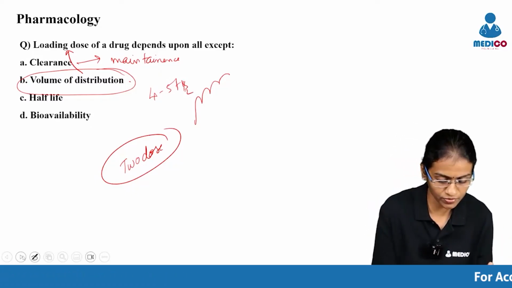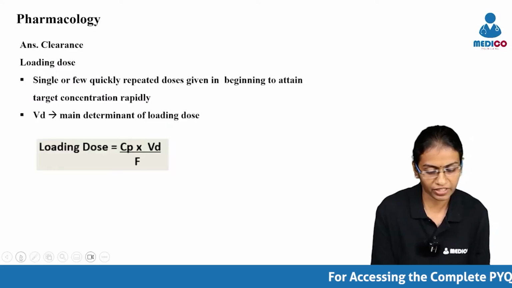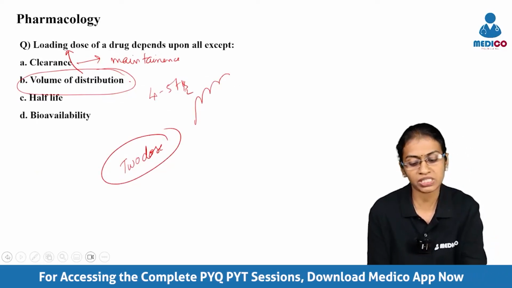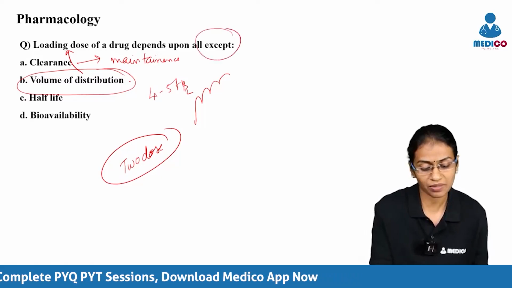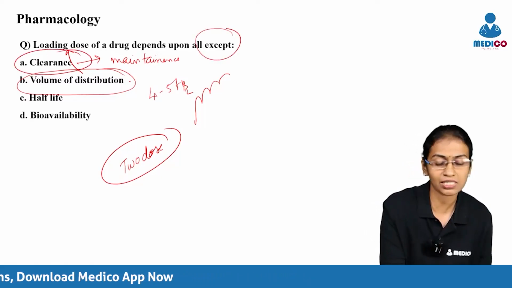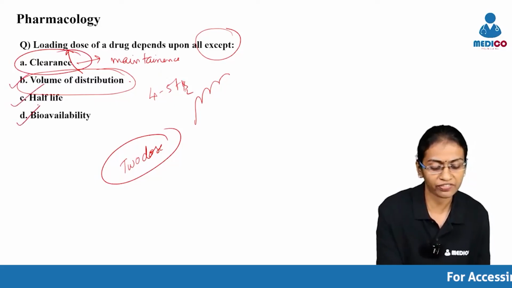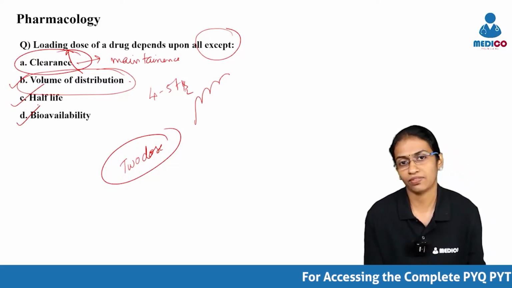We give loading dose for drugs with long half-life. So the question here was loading dose depends upon all except. The except answer is clearance. It is dependent on your volume of distribution, half-life as well as bioavailability.